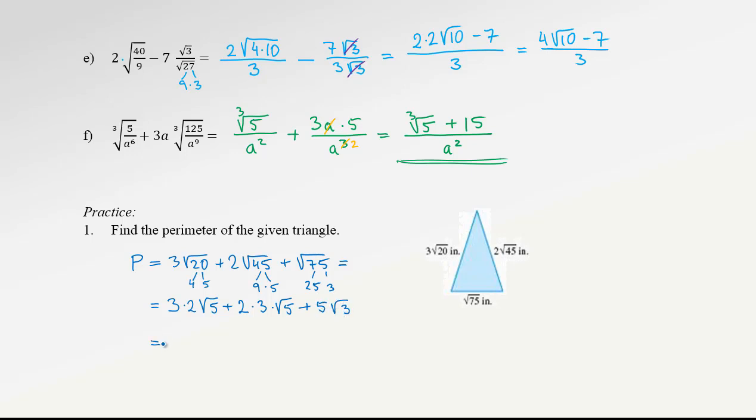Can we combine any of those expressions? Yes, we can. The two expressions with root 5 can be added. So we have 6 of root 5 and another 6 of root 5. 6 plus 6 is 12 root 5. And then this expression has to be just copied, plus 5 root 3. This is the exact value that represents perimeter of this triangle in inches.